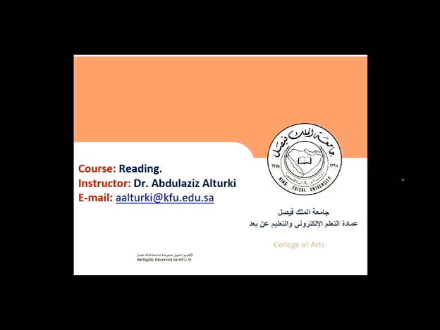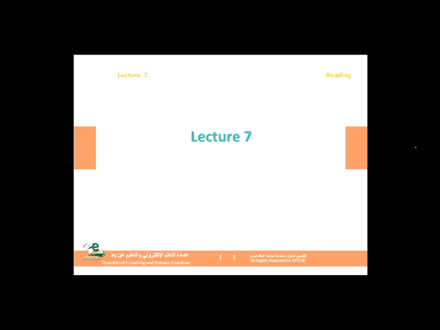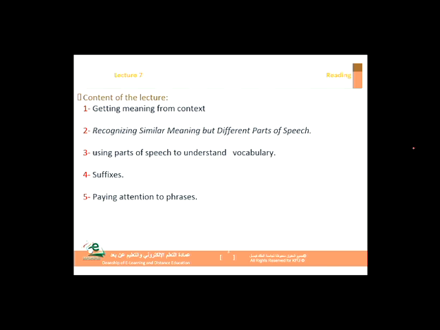Welcome to the seventh lecture in the reading module. Today we are going to talk about a number of topics, 5 topics as you can see. First of all, getting the meaning from context. Now, some of you might say, well, we've practiced that already. Yes, but there are some clues that we did not have the time to look at, so we're going to look at them today. Very easy ones.